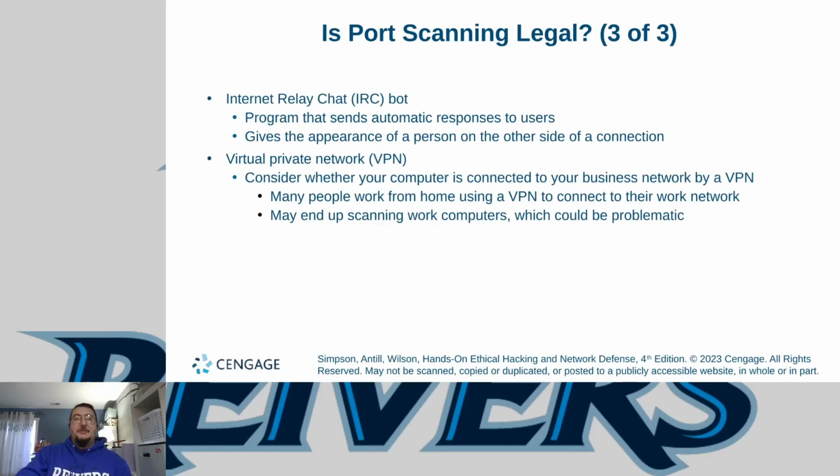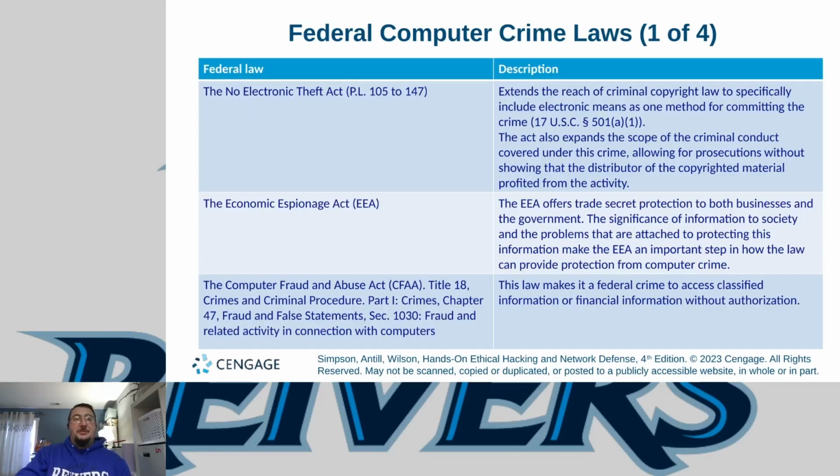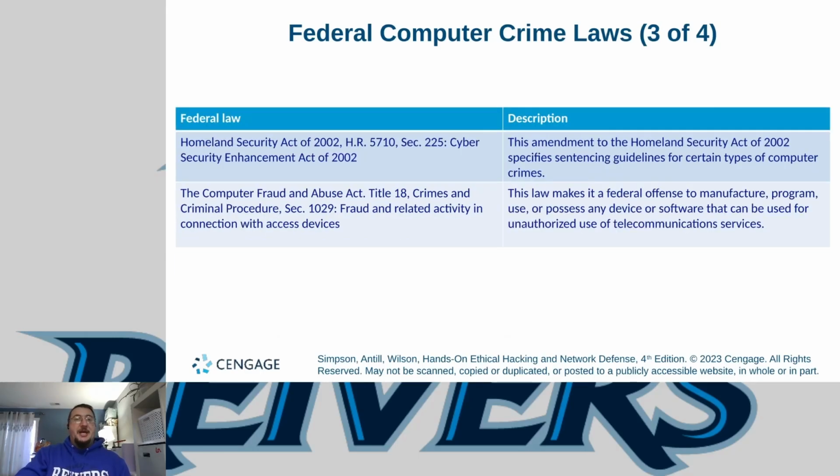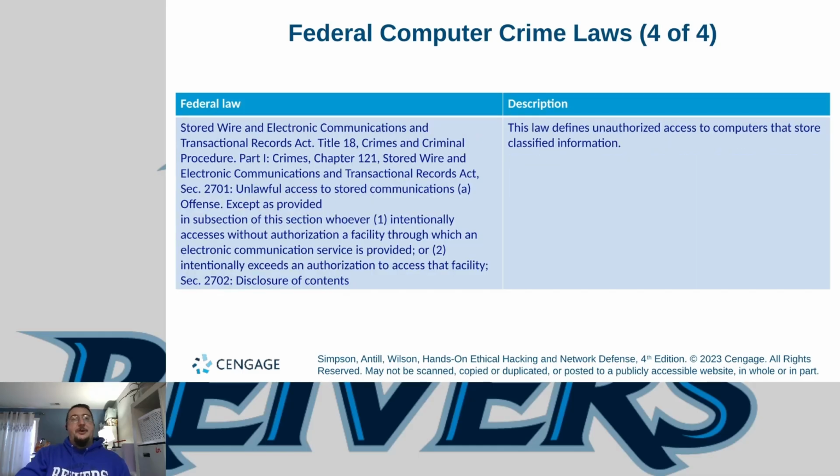IRC bots can be used to send automatic responses to a user and make it seem like another person is on the other side. A VPN can be illegal in some jurisdictions. They are not here in America, but they are in other countries like China and North Korea. There are federal computer crime laws, including the No Electronic Theft Act, Economic Espionage Act, Computer Fraud and Abuse Act, Identity Theft Assumption Deterrence Act, the Electronic Communications Privacy Act, the Patriot Act, Homeland Security Act, again the CFAA, and the Stored Wired Electronic Communications and Transactional Records Act. All of these have various computer laws and affect different aspects of computers.